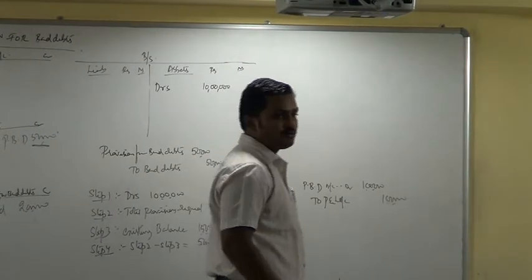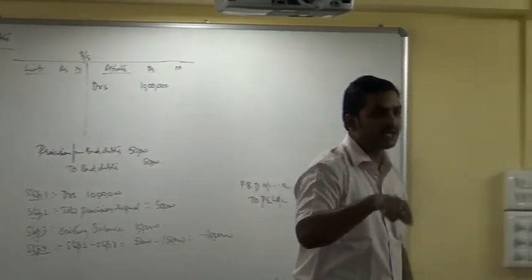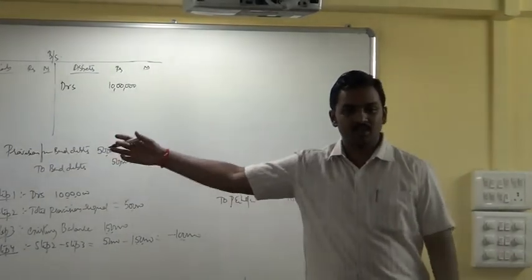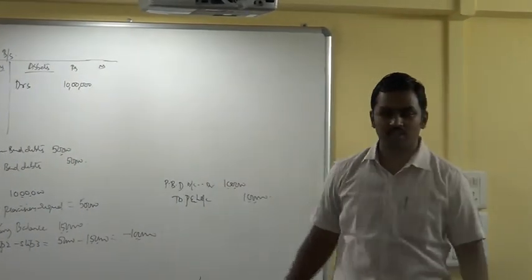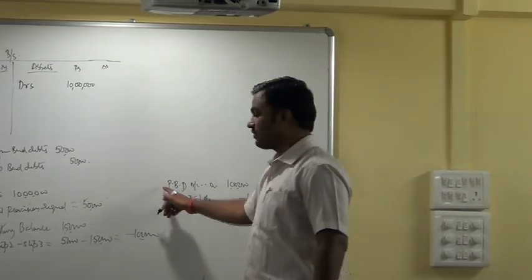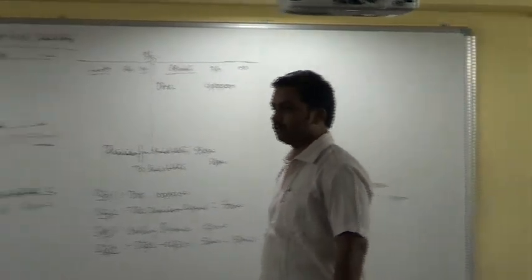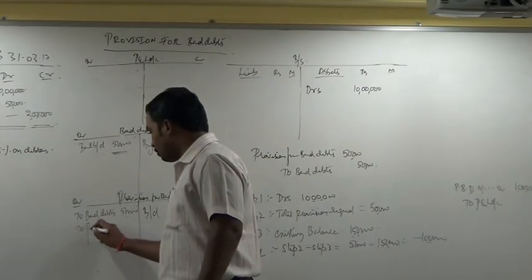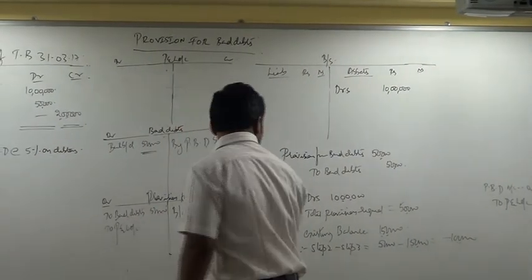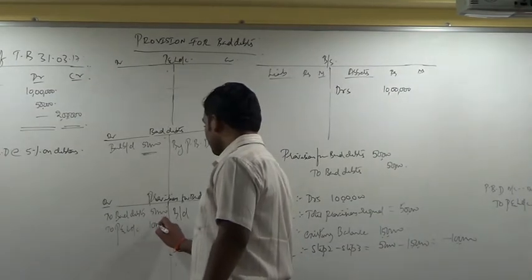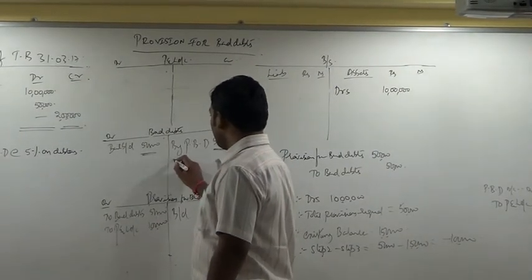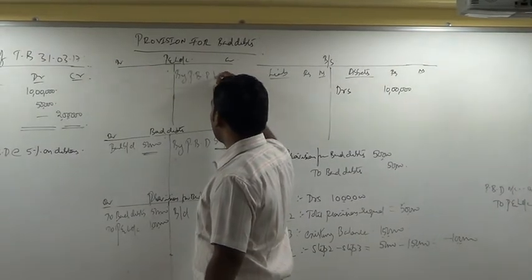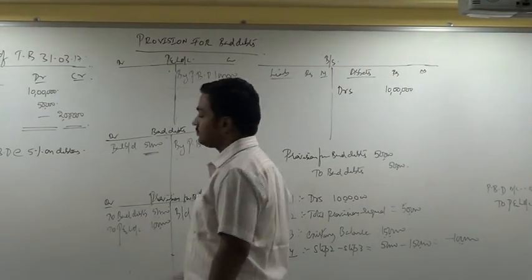Till now, in the last 3 problems, we were writing the entry P&L account debtor to provision because every time there was a shortfall. This time we have an excess provision. So excess provision is returned to the profit and loss account. Give posting. Provision for bad debts account is debited to P&L account, 1 lakh. P&L account is credited by provision for bad debts, 1 lakh.